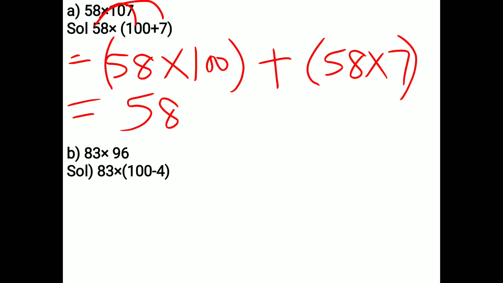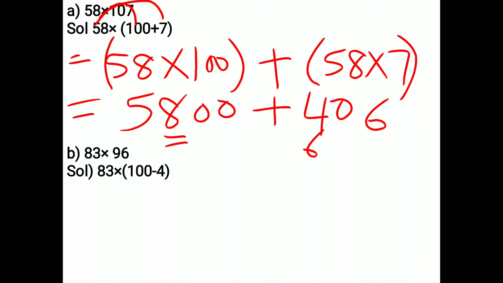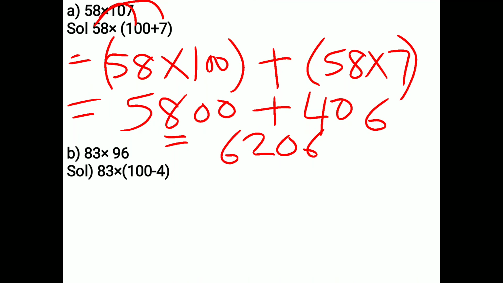Now it is very easy. You have to see how many zeros are at the end. 2. So you put 2 0s directly. Then 58 you multiply with 7. 7 8s are 56. 7 5s are 35. 35 plus 5, 40. Now add it. Answer is 6026. Answer, what answer comes? 6206. Clear? Now we do B part.